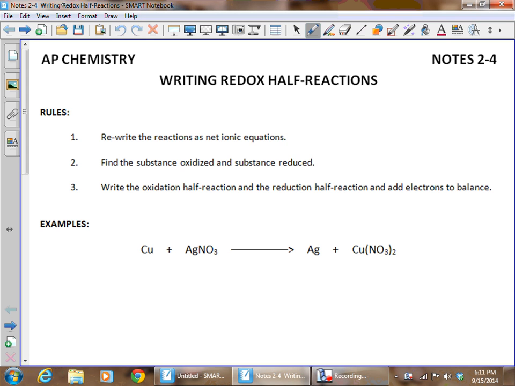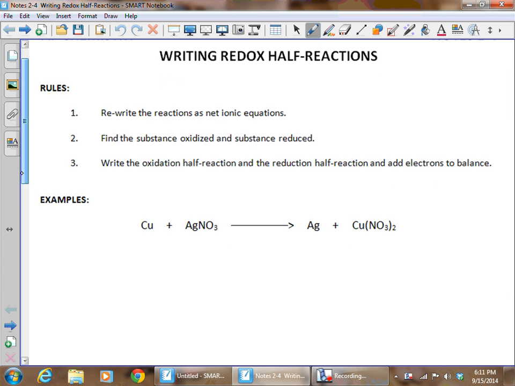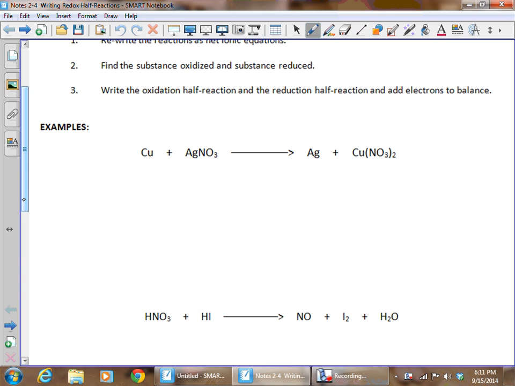substance that's reduced. We've also done that before. And with those two pieces of information, we can then write the oxidation half reaction and the reduction half reaction for the reaction. And we're going to see how that plays out in this first example. In this first example, again, we want to write it as a net ionic equation.